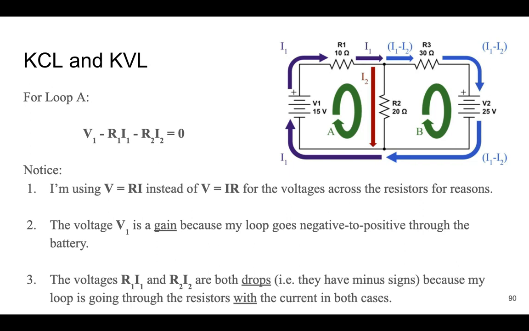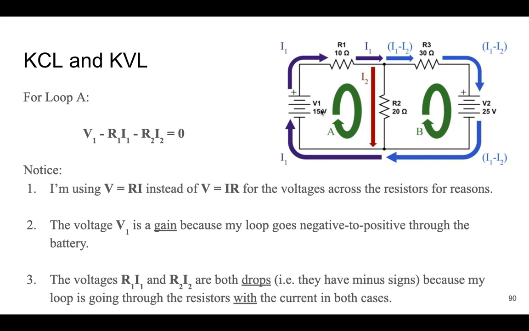So, how do you do the loop? You've got to start. Let's do loop A first. So I'm going to start here lower left and I'm going to go up this way. The first thing we get to is V1. And V1 is a gain because I'm starting at the negative terminal and I'm going to the positive. So if you go through a battery negative to positive, it's a gain. You're gaining voltage. The next thing you get to is R1.